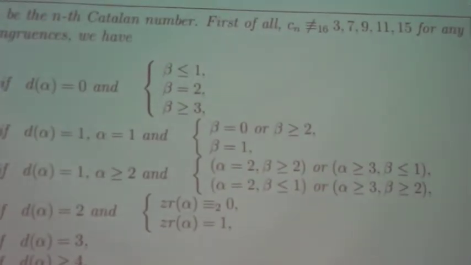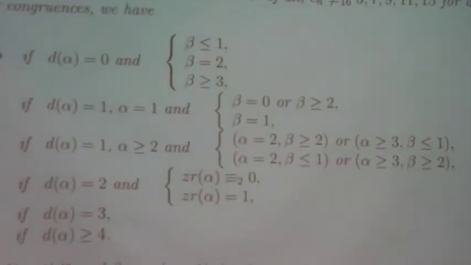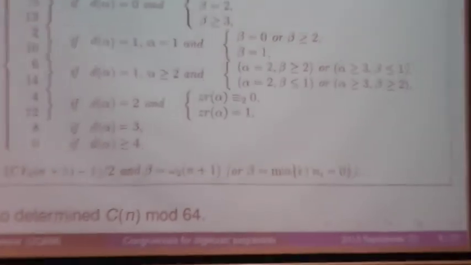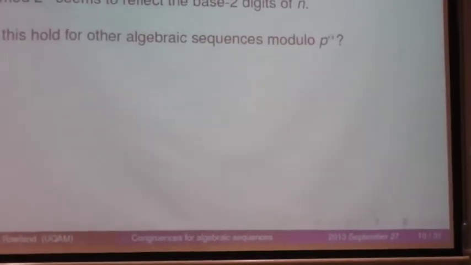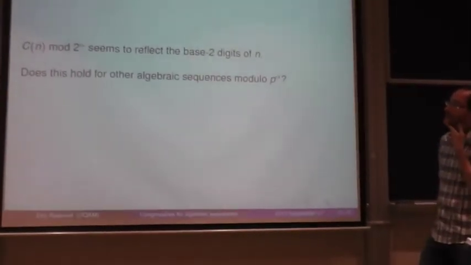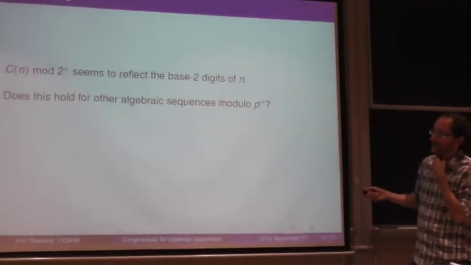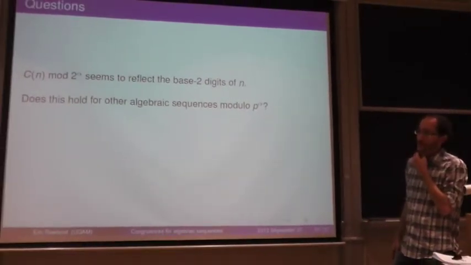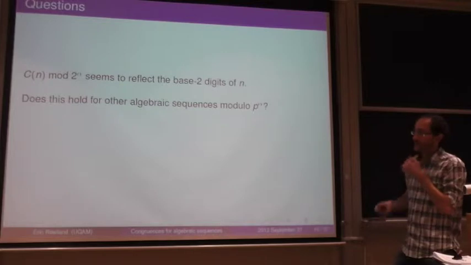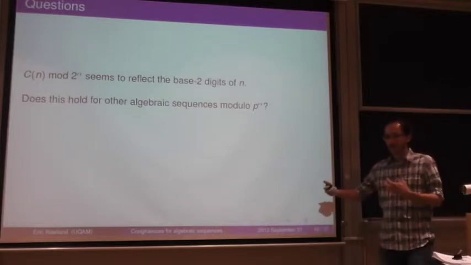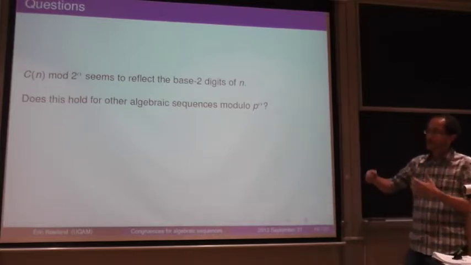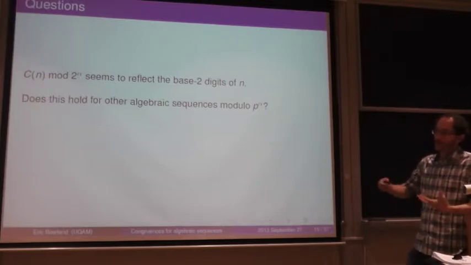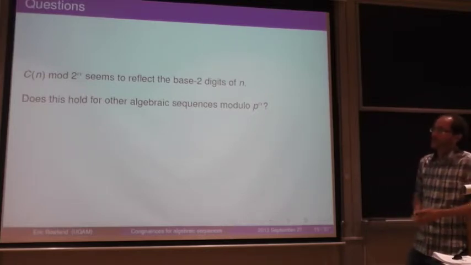And they also determined Cn mod 64, which spanned over several theorems, and I'm not going to reproduce that here. Okay, so the point so far: at least for small alpha, the nth Catalan number modulo 2 to the alpha seems to be directly computable from the base 2 digits of n. So the base 2 digits of n really reflect the structure of the sequence.